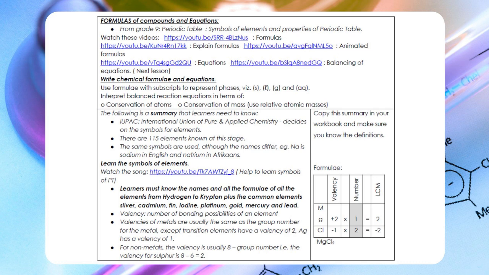Describe examples of a chemical change that include the decomposition of hydrogen peroxide to form water and oxygen. Synthesis reaction that occurs when hydrogen burns in oxygen to form water. Formulas of compounds and equations. From grade 9, periodic table, symbols of elements and properties of the periodic table.